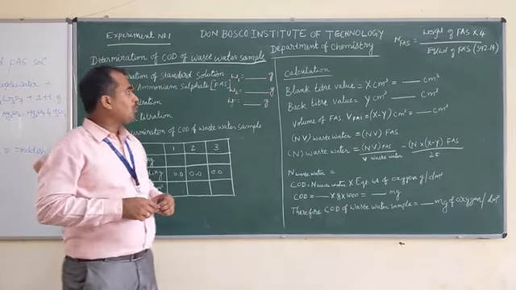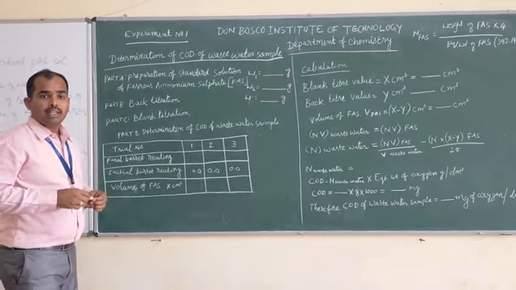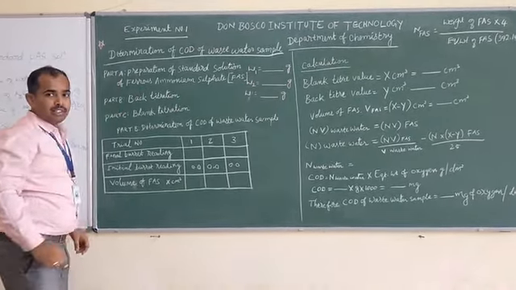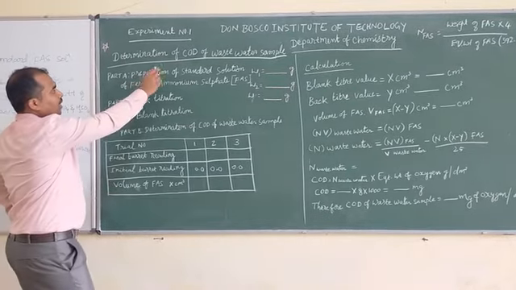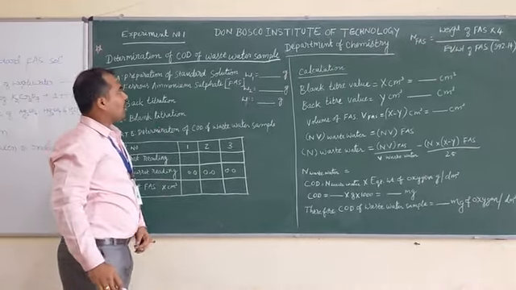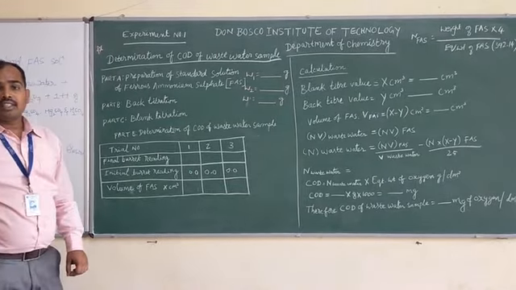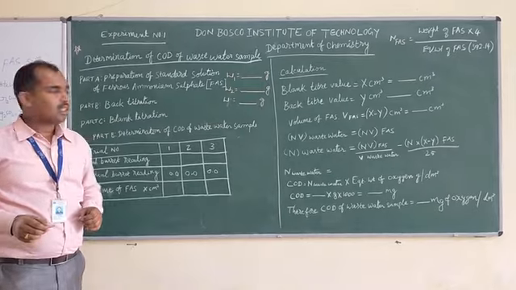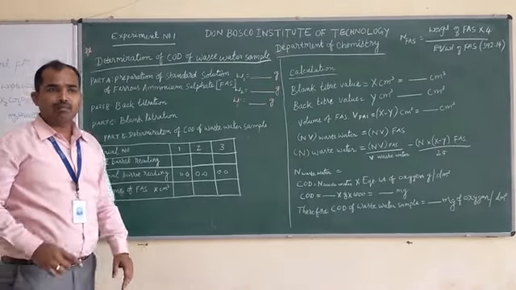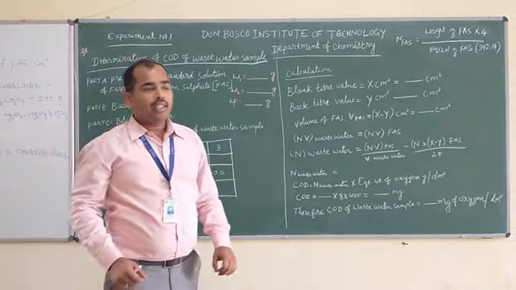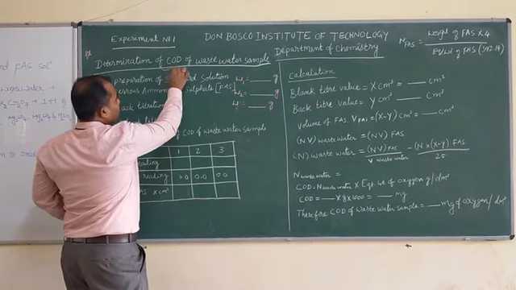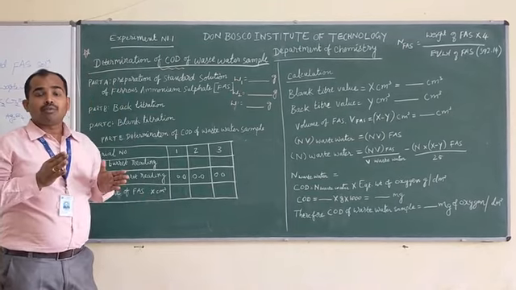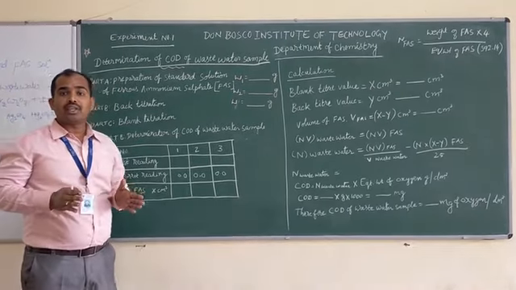So today I am going to show an experiment followed by a demonstration of a very important experiment in the engineering chemistry lab, that is determination of chemical oxygen demand of wastewater in the given sample by using standard potassium dichromate solution. Right. So why is this experiment very important in the lab? Because here COD is one of the important parameters. It is used to analyze the quality of the wastewater.